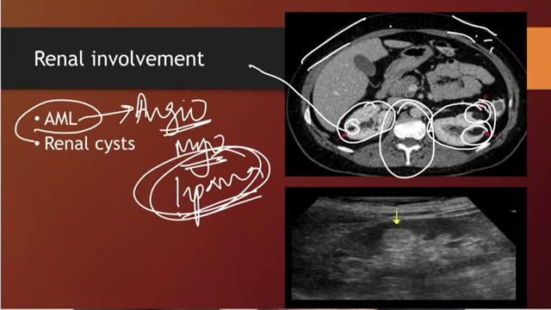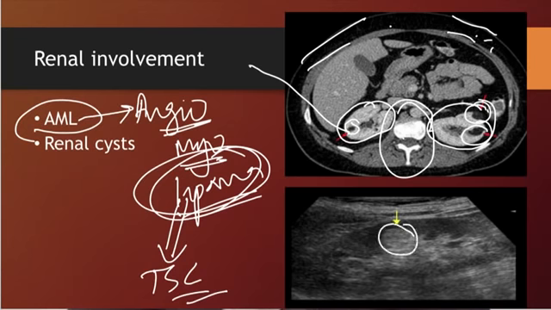And if there are AMLs which are present in both kidneys, you have to rule out tuberous sclerosis in all patients. Again, a similar lesion on ultrasound. So on ultrasound, fat appears bright or hyperechoic, and here in the kidney we are seeing this hyperechoic lesion, again representing AML.